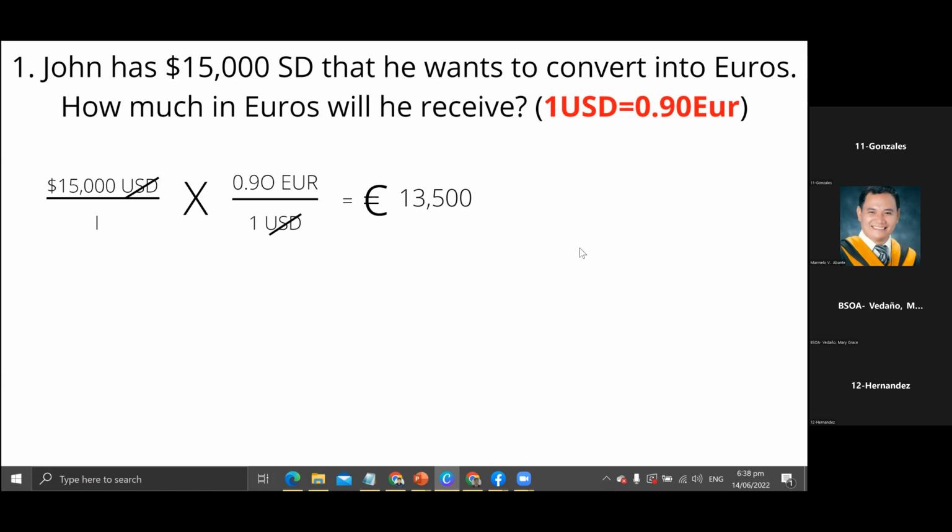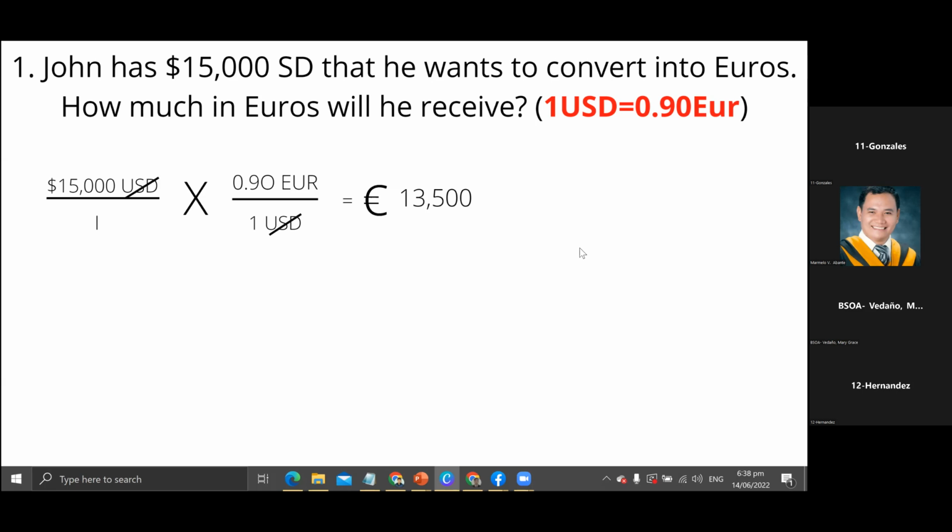Ito yung rate ni euros. Ang 1 US dollar equals to 0.90 euros. So ang gagawin natin, we will use the fraction method to convert 15,000 US dollar over 1 times kung anong rate ni euro. Tapos yung nasa baba is 1 US dollar. Kaya nasa baba si 1 USD para makancel sa 15,000 US dollars.